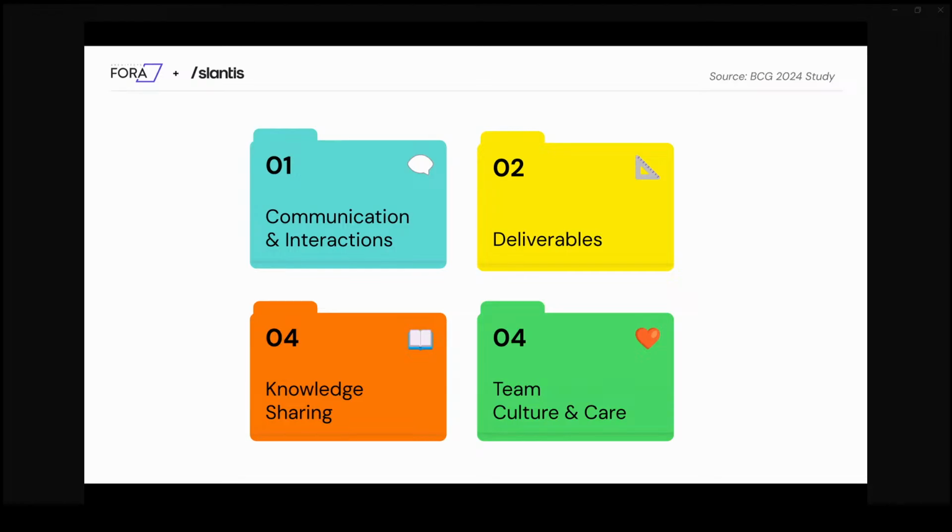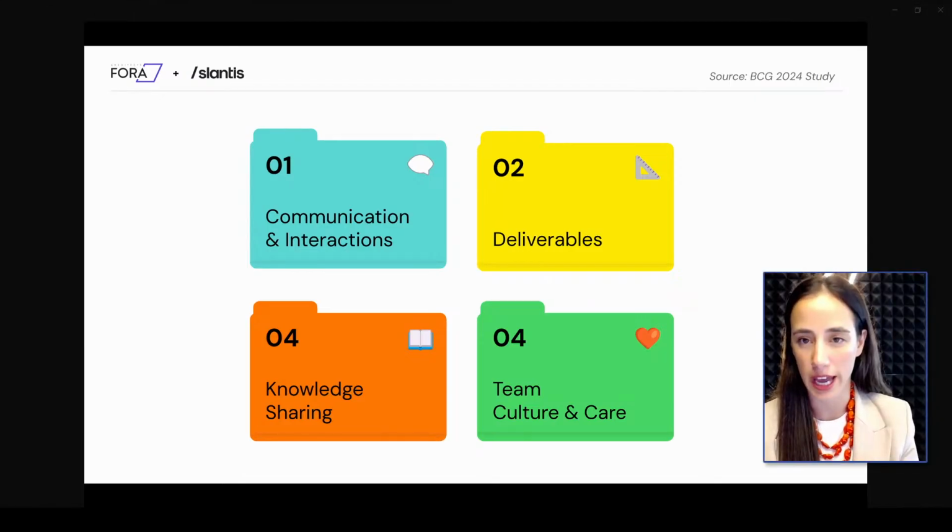So one is the communication interaction between both of our teams. The second one is understanding and analyzing the deliverables themselves, how we are delivering the whole process and even the end product of what we are doing. Then the third is knowledge sharing, what we are learning from this process of working together and how we are harvesting that for our teams and within our teams. And then the fourth is team culture and care, how we are pushing for this.